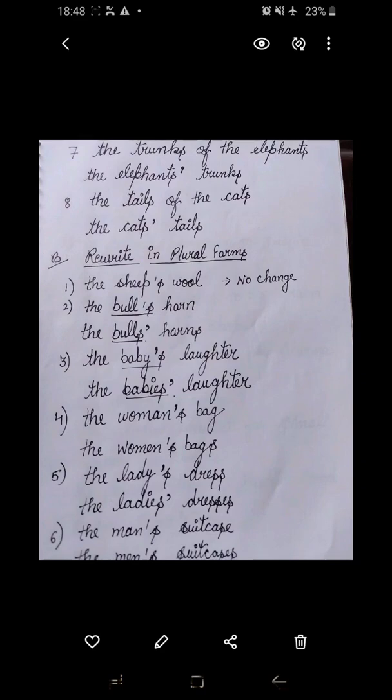The trunks of elephant. Trunks is plural. Elephants is also plural. And at the end of elephants there is S. So you have to just put apostrophe sign. So the possessive noun should be the elephants' trunks. The tails of cats. The cats' tails.